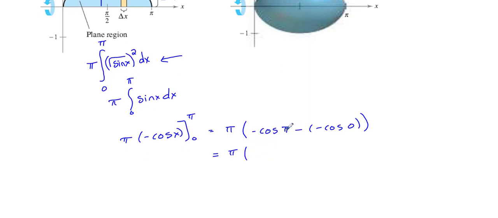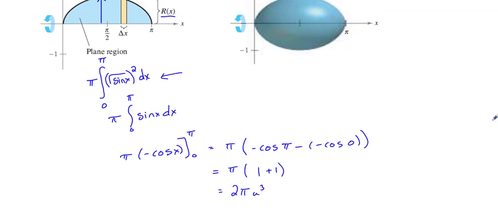Negative cosine pi. Cosine of pi is what? Negative 1. So opposite negative 1 would be positive 1. Cosine 0 is 1, and that's going to be plus 1. 1 plus 1 is 2, so 2 pi. What are the units, guys? Units cubed. So the volume of that object was 2 pi units cubed.